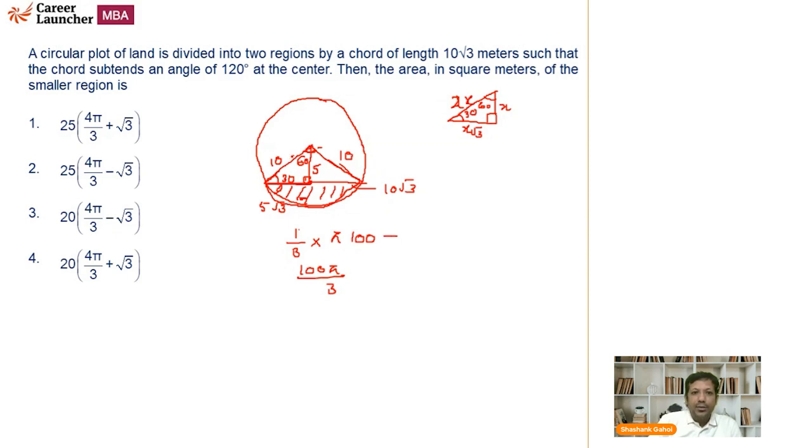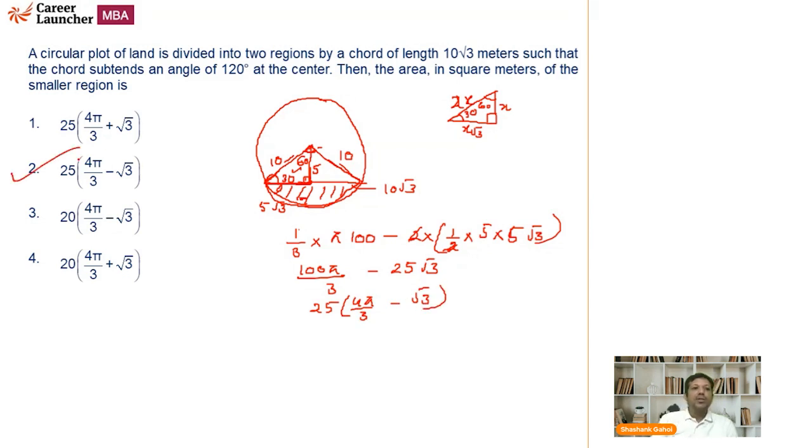minus the area of this triangle. So I can say the area of this triangle into 2. That is going to be 2 into 1 by 2 into base, that is 5, into height, 5 root 3. So this 2 cancels out, so minus 25 root 3. Here I can take 25 common: 25 times 4 pi by 3 minus root 3. So the answer of this question is going to be option 2, that is this. And that's how we are going to solve this question.